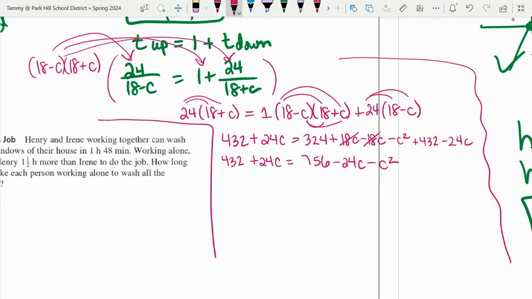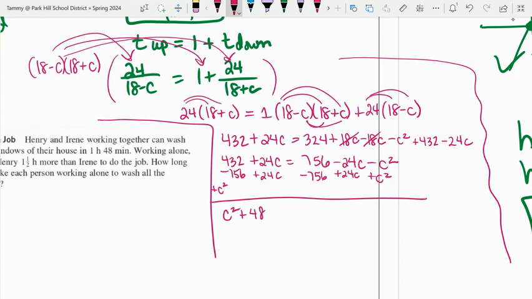I'm going to move everything to the left side. So move this over here. I'm going to add c squared, I'm going to add 24c, and I'm going to subtract 756. So this gives me c squared plus 48c, and then 432 minus 756, negative 324, equals 0.